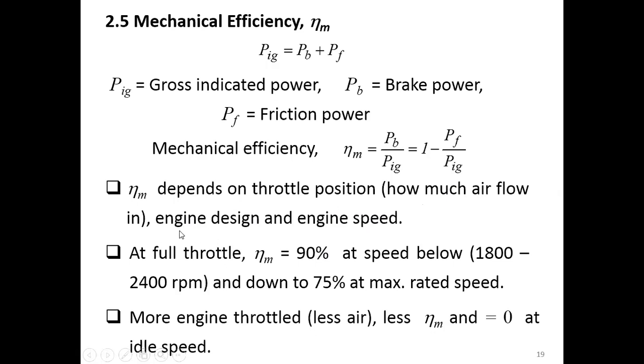So if we widely open the full throttle, we let the air flow freely inside the engine, then the mechanical efficiency can go up to 90%, at speeds below 1800 to 2400 RPM. And it can be down to 75% if we run the engine at the maximum rated speed. This is the range of the mechanical efficiency, 90 to 75%.